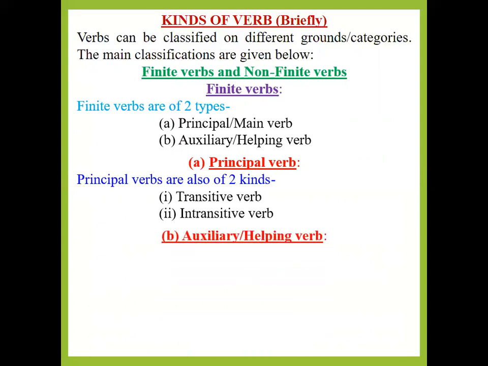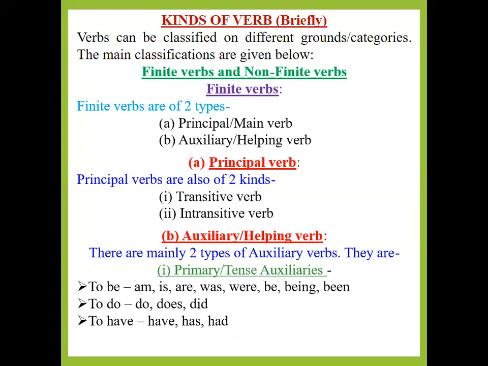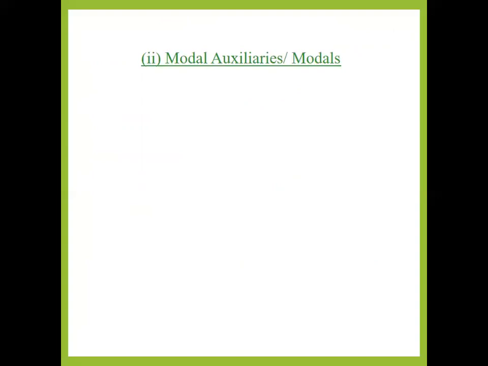B, auxiliary or helping verb. There are mainly two types of auxiliary verbs. They are one, primary or tense auxiliaries. Primary or tense auxiliaries can be categorized into three grounds. One, to be verb. Am, is, are, was, were, be, being, and been. Two, to do verb. Do, does, and did. And three, to have verb. Have, has, and had. Number two, modal auxiliaries or modals.